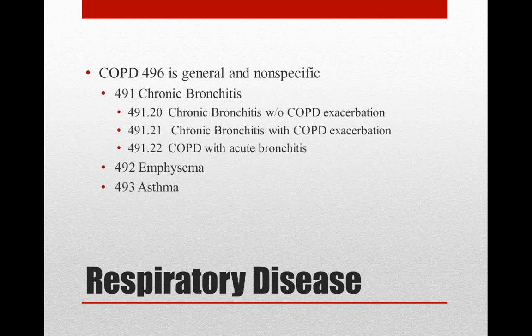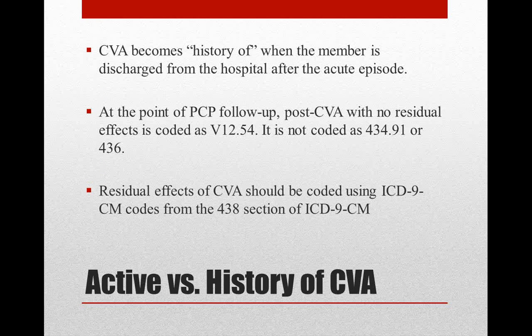Another thing we tend to do is use a pretty broad category, COPD 496, very general, non-specific. But a lot of times we'll also code acute bronchitis when in fact it may be a patient with COPD that may or may not have an exacerbation but has a chronic bronchitis. These codes risk adjust. Acute bronchitis does not. So anything acute, again, is really not going to risk adjust except for certain catastrophic events like sepsis and things like that. 492 for emphysema, 493 for asthma. All of these are going to risk adjust.